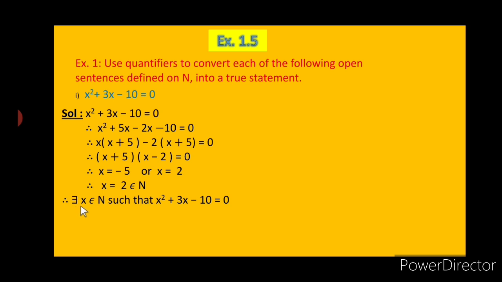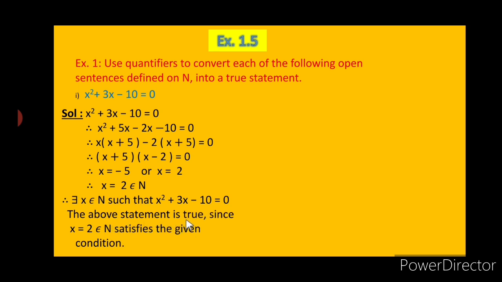So we write, there exists x belonging to N such that x square plus 3x minus 10 is equal to 0. Getting? Now we have to write that the statement is true. So we will write, the above statement is true since x is equal to 2 belonging to natural numbers satisfies the given condition.